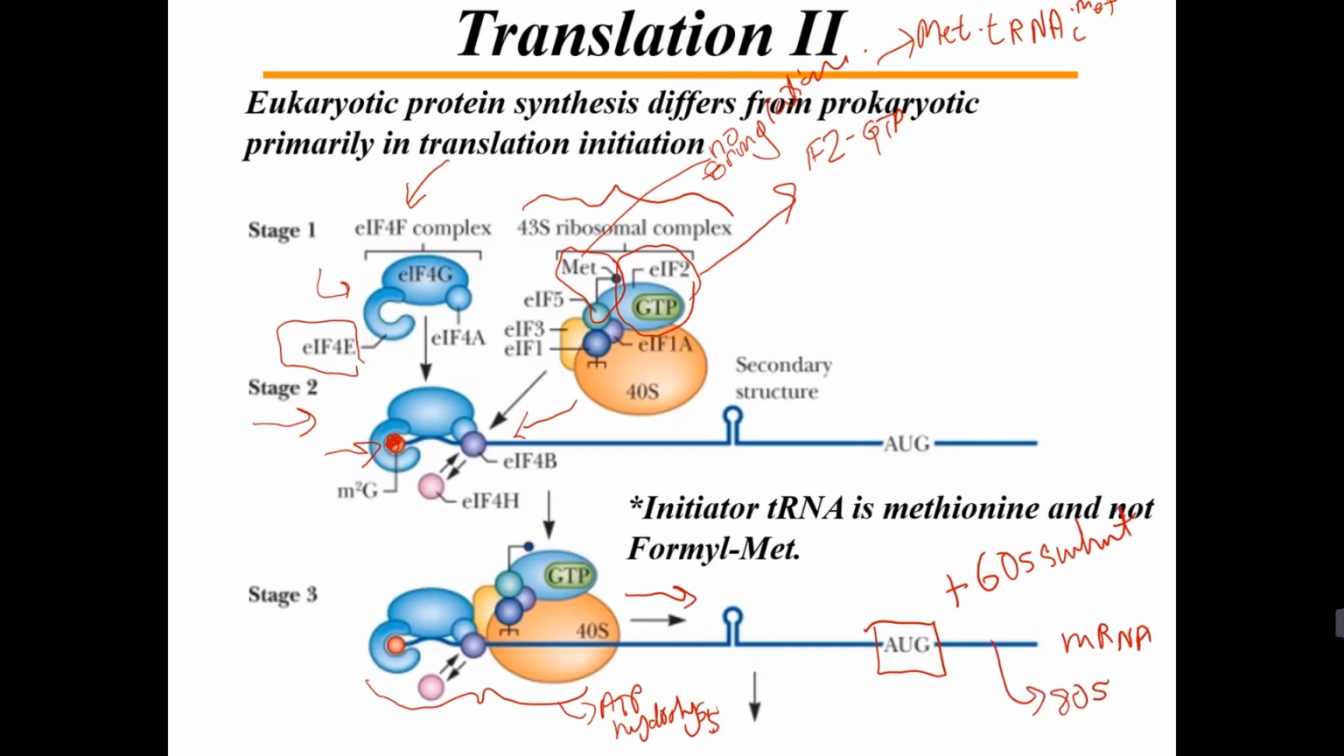initiation complex. So again, key thing: the initiator tRNA is methionine, but it's not formyl Met. And the initiating codon in eukaryotes is typically always AUG, but unlike prokaryotes, eukaryotes do not have a specific purine-rich sequence on the 5' side to distinguish the initiator AUG from internal ones. Instead, the AUG nearest the 5' end of the mRNA is typically what is selected.